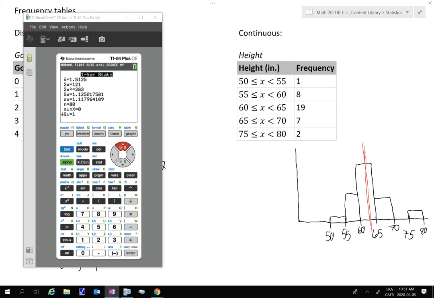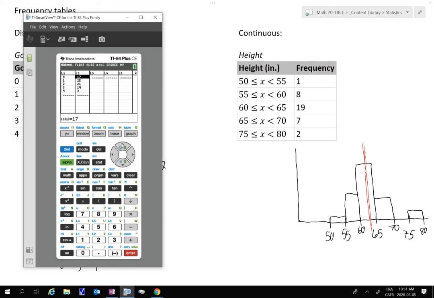But how do I do this in my calculator? Okay, so let's go back to stat edit. We're still going to be doing a frequency list. So in list 2, I want the frequencies: 1, 8, 19, 7, 2. But over here, I can't put an interval. So I can't actually put 50 to 55. So we kind of cheat a little and we use the central point.